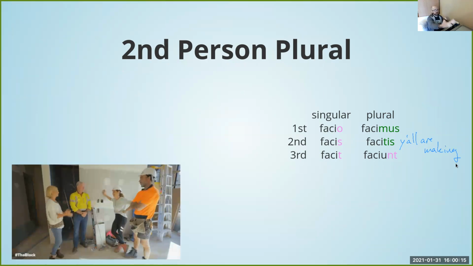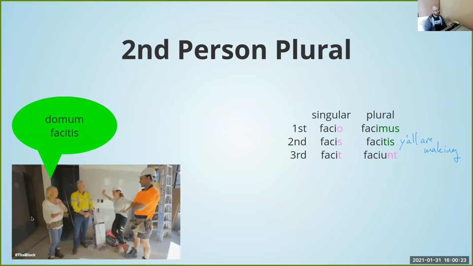And so this is when you're addressing not just one person, but a group of people. And so this person right over here would say, domum facitis. Y'all are making a domum, a home or a house. So tis for y'all are making.